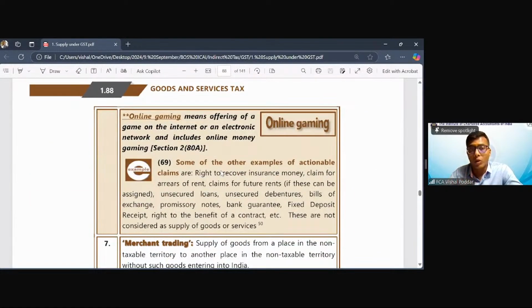Right? Now, online money gaming is where you put money. And what is online gaming? It is a broader concept. It means offering of a game on the internet or an electronic network and includes online money gaming. Right?